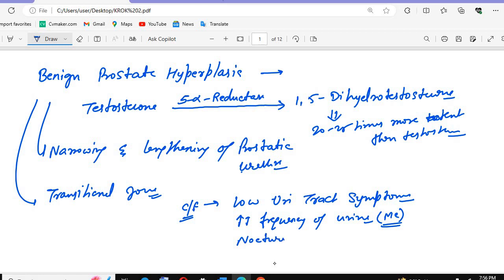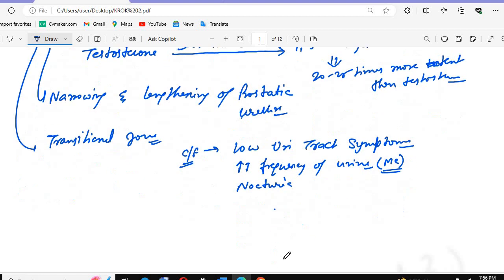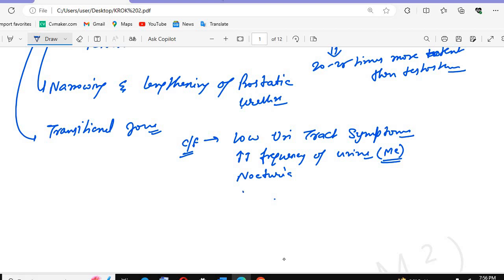Along with that, we see there is nocturia, and along with that we will see urgency and urge incontinence.